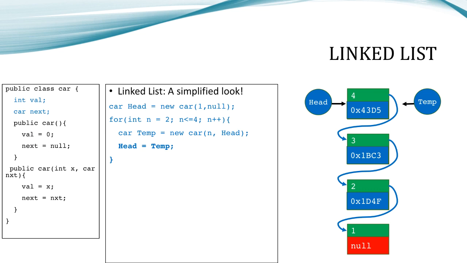In the loop body, we're creating a new object with temp. So we say car temp equals new car, n comma head. N would be storing the value of current n. So currently n is 2. And head is pointing to the first node created before the loop started. So here we're simply saying temp.next would be equal to head, and realign the head, so we say head equals temp. The loop is going to run 4 times, and when the loop terminates, you would have a link structure similar to the one on the right side of the screen.